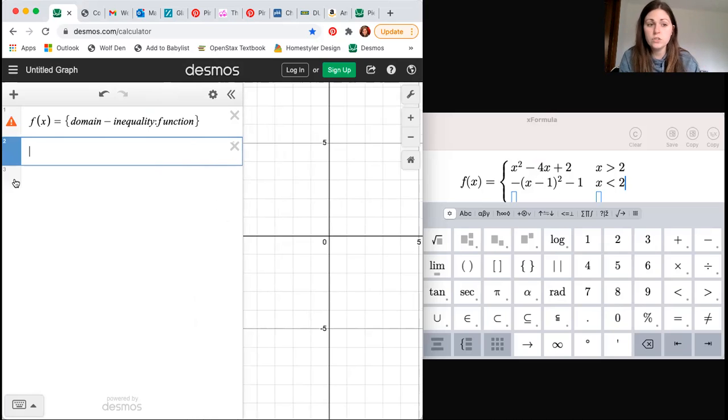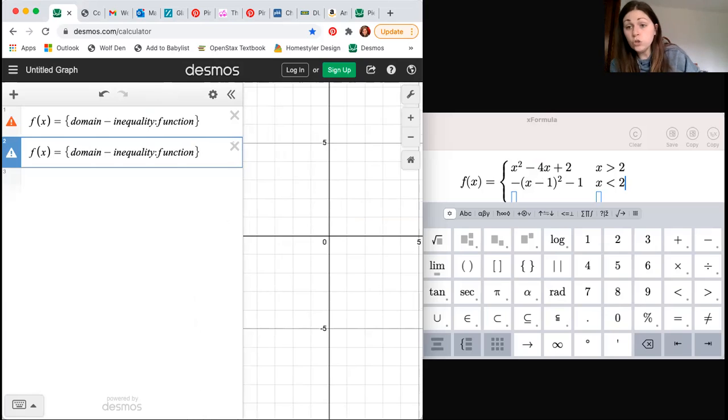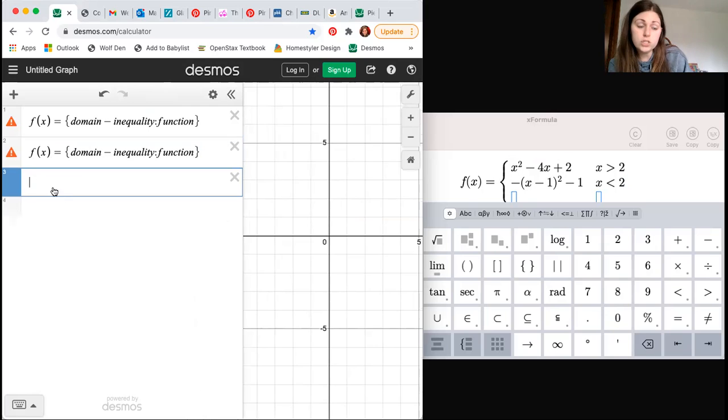So for this piecewise function, there's two pieces. So I'm going to have f of x equals another brace, that second domain or inequality piece, colon, and then its function, and close the brace. If you end up looking at a piecewise function that has 3 rows in it, then you would just come over here and type a third row.